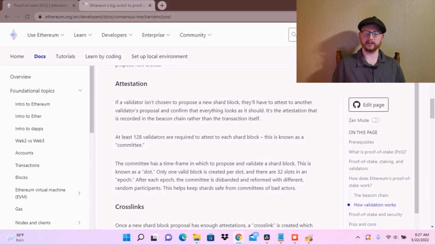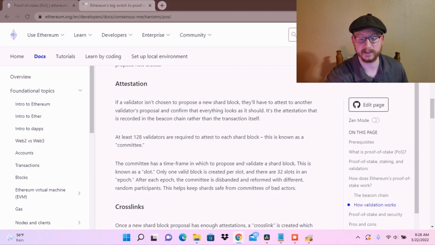If a validator isn't chosen to propose a new shard block, they'll have to attest to another validator's proposal and confirm that everything looks as it should. It's the attestation that is recorded in the beacon chain rather than the transaction itself. At least 128 validators are required to attest to each shard block. This is known as a committee.